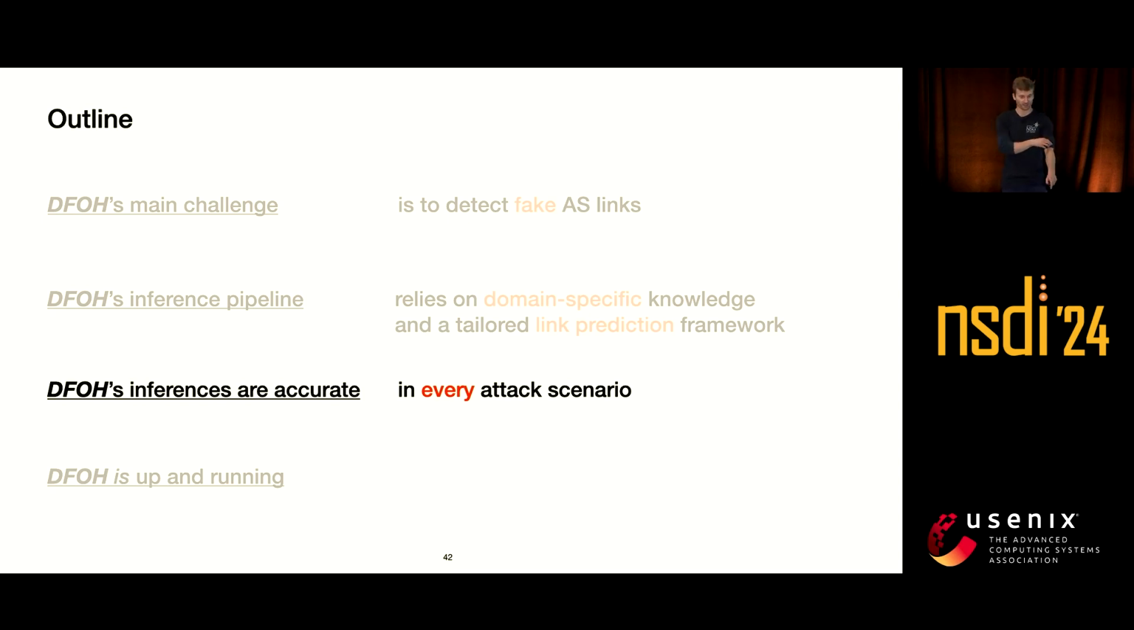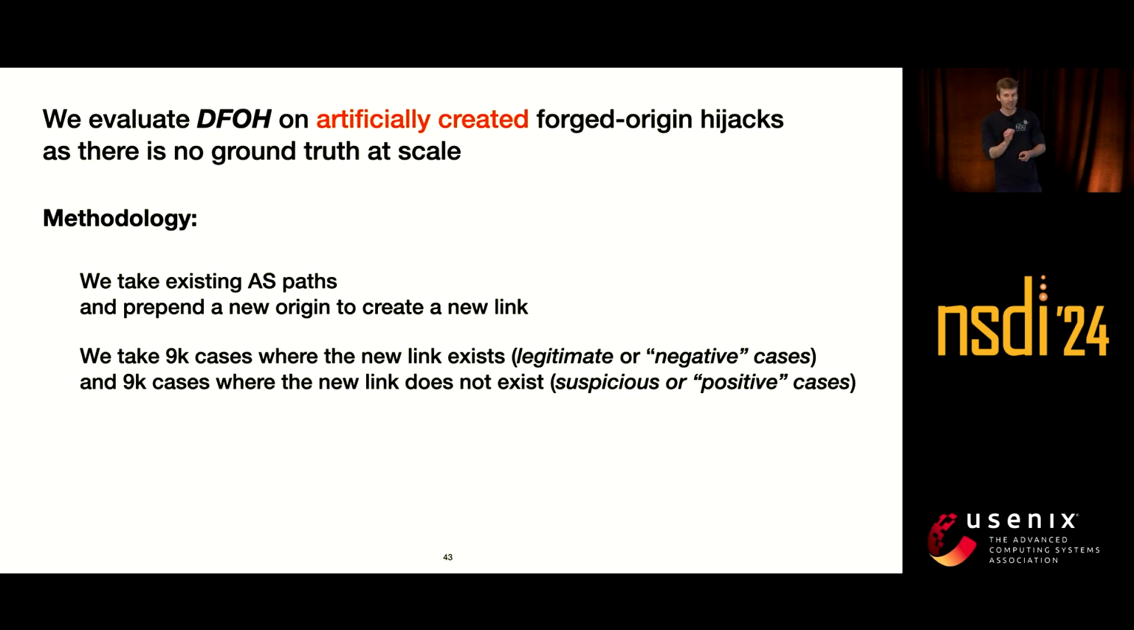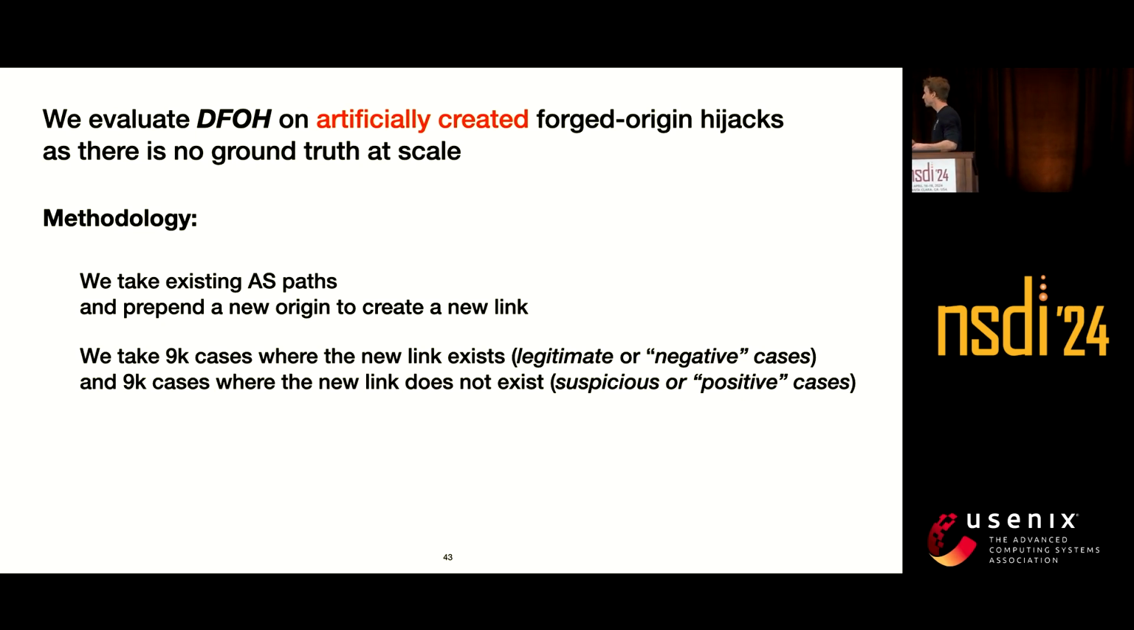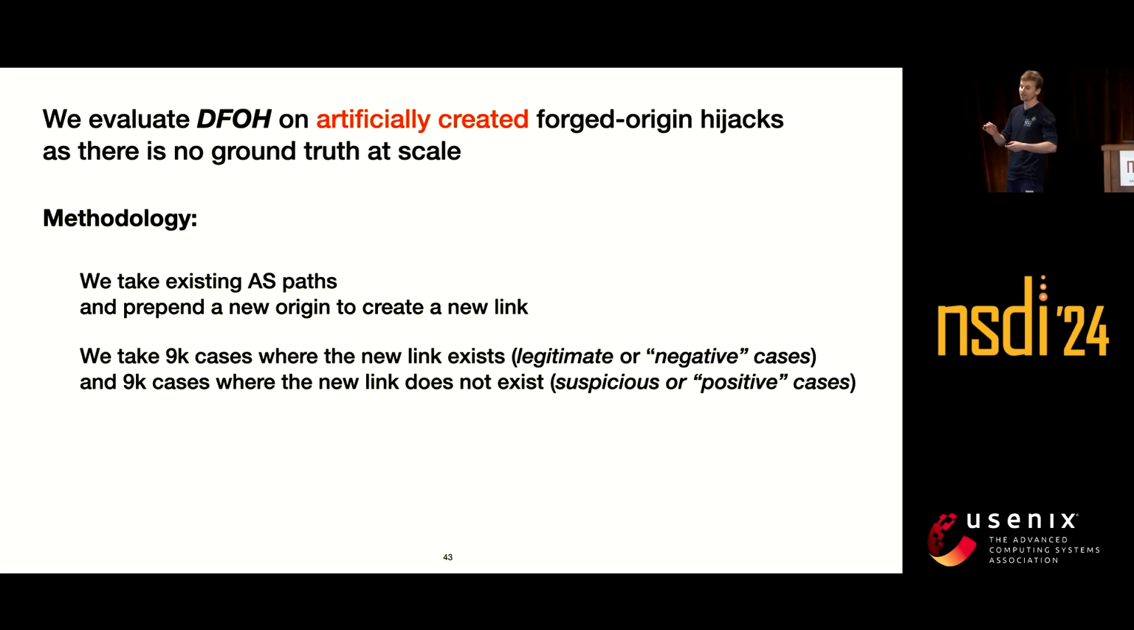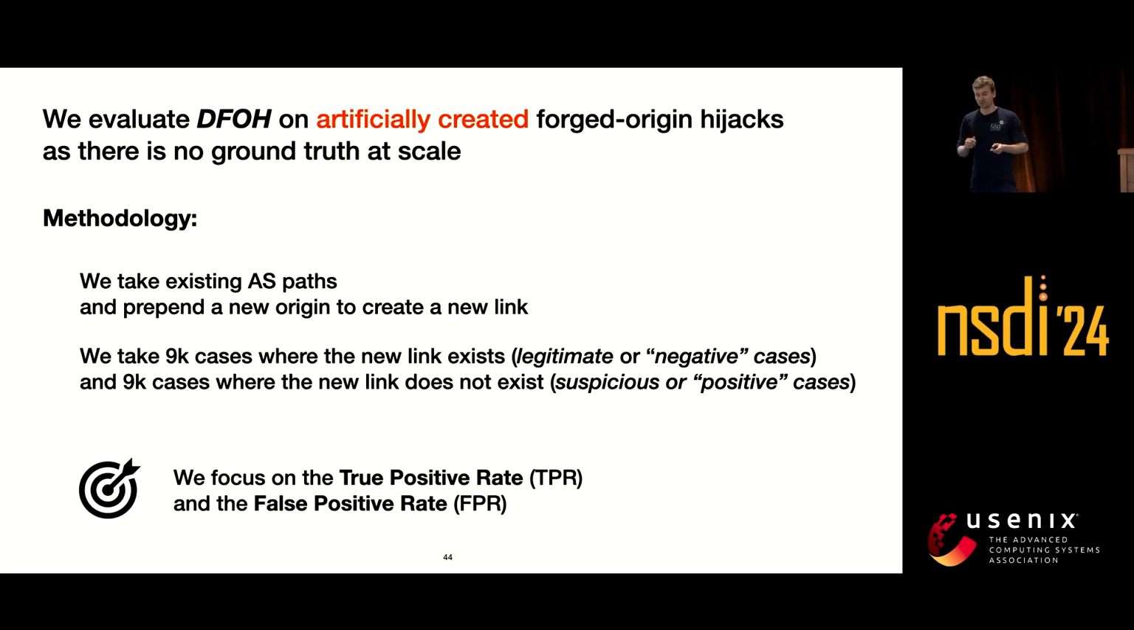Okay, so now I will show you that in fact, the inferences are accurate in every attack scenario. So it's a bit tricky to evaluate DFOH because there is no ground truth at scale. So what we did is we artificially created forged-origin hijacks. How we did that: we took existing AS paths, and then we just added a new link at the end. So in some cases, the new link that we added actually exists in the topology, in which case it's a legitimate case or a negative case. In some other cases, the link does not exist, in which case it's a suspicious case or a positive case. And then we can compute the true positive rate and the false positive rate.